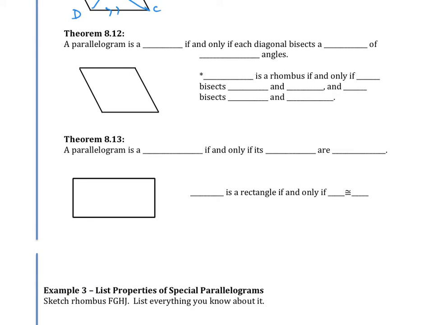Theorem 8.12 says a parallelogram is a rhombus if and only if each diagonal bisects a pair of opposite angles. So in the picture again, we'll call it A, B, C, D.